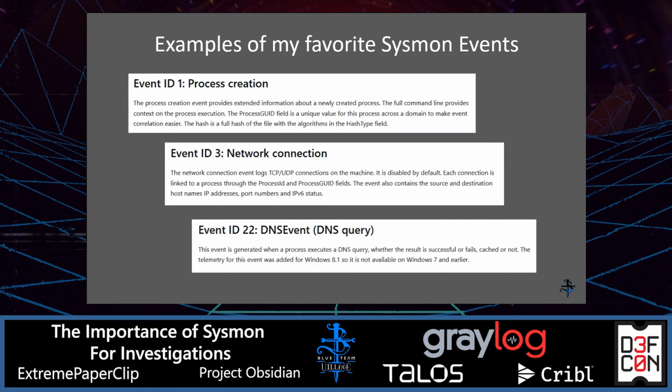So let's talk a bit about some examples of my favorite Sysmon events. Sysmon event ID 1, process creation, is just fabulous. Sysmon event ID 3, network connection, also fabulous. Sysmon event 22, DNS event, fabulous.